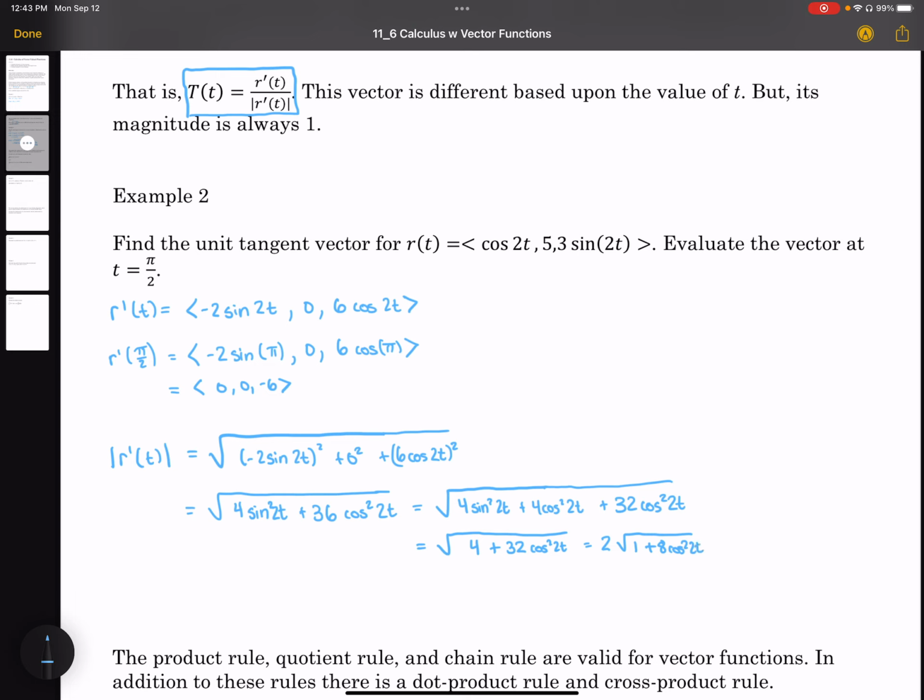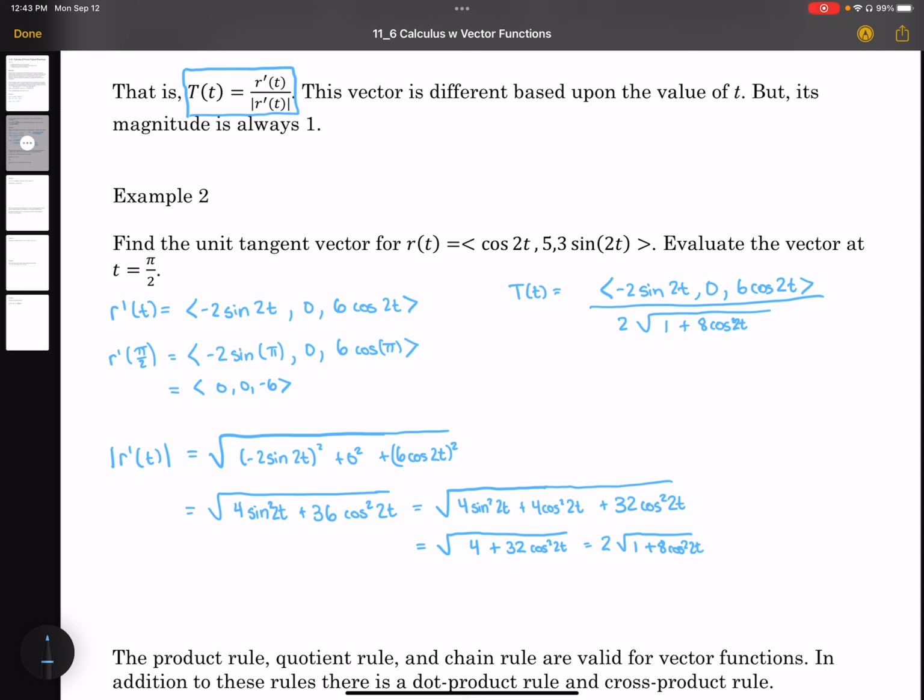So our unit tangent vector, we would have T of t is equal to, so we're going to write this in component form. Our components are negative 2 sine 2t, 0, and 6 cosine 2t, all divided by 2 times the square root of 1 plus 8 cosine squared t. I'm sorry, 2t, my apologies.